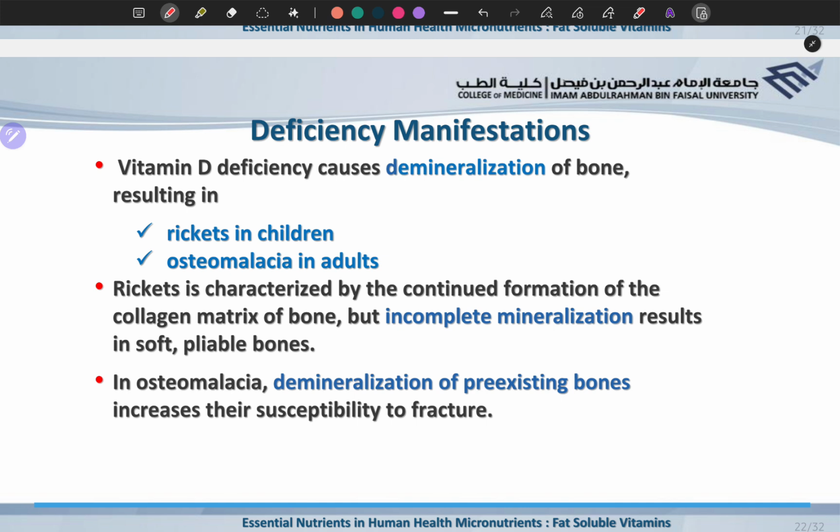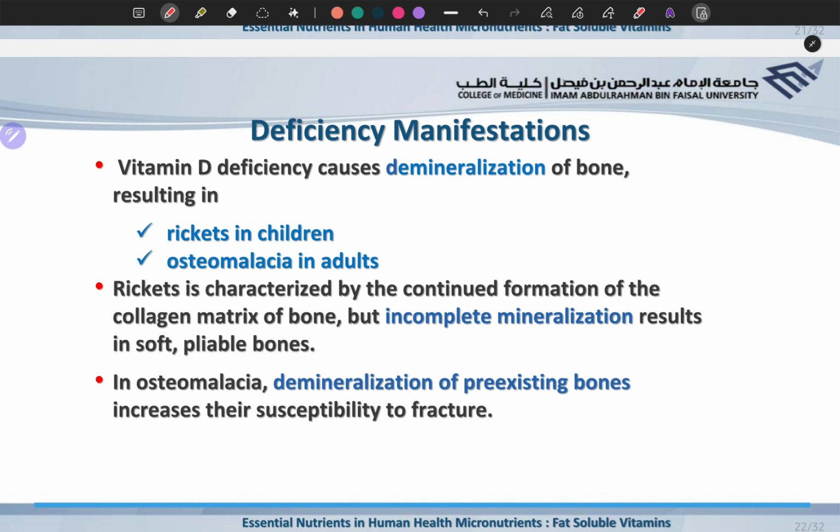But in adults, the ossification centers are fused. The collagen synthesis is normal. So what happens? There is now demineralization of the bone. This demineralization will result in weak bones, which tend to fracture easily. So this is referred to as osteomalacia.